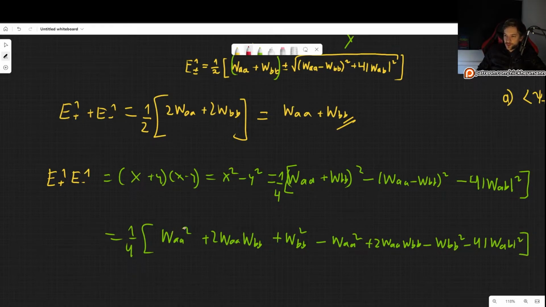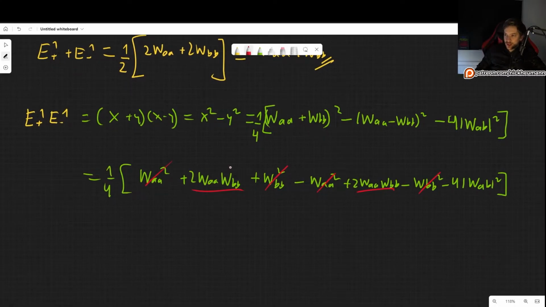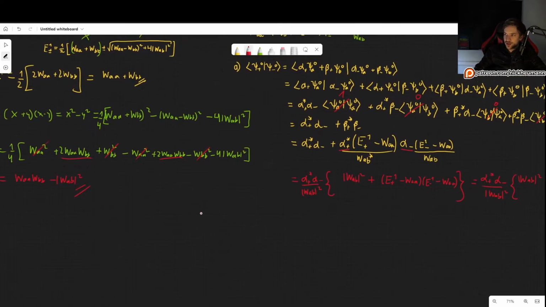So here we can see that W_AAs will cancel out, the W_BBs will cancel out, and this with this will add up. So we get 4 W_AA W_BB, which cancels out with the 1/4. So basically (E plus 1)(E minus 1) will be W_AA W_BB minus the modulus of W_AB squared. So there we go. Now we have every result that we needed.